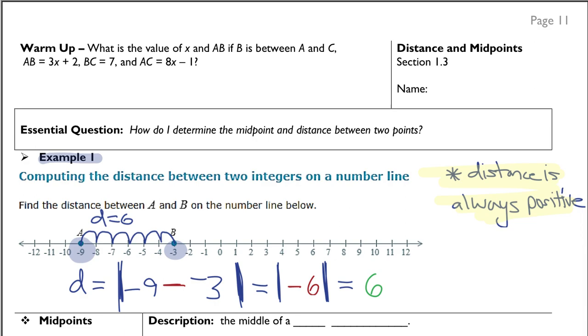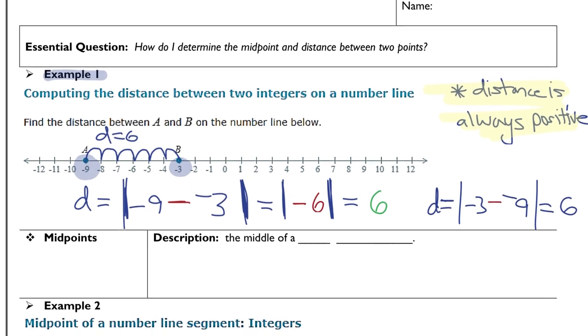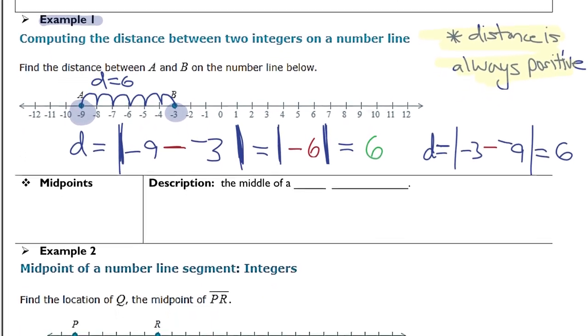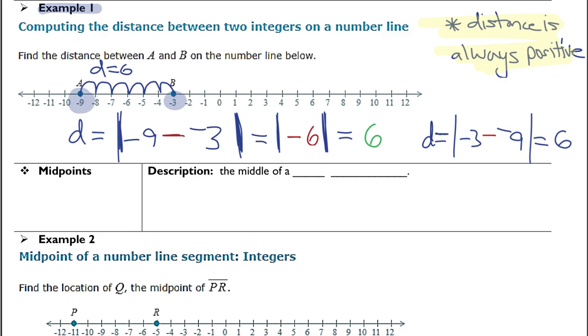Now, we could have gone the other direction. So we could have said -3 minus a -9. So we can do that as well. So our second way is distance is equal to -3, and then again minus a -9, which gives us 6 as well. So what we're going to do is talk about another thing called a midpoint. So that's a quick introduction of distance. We'll talk about larger distances.